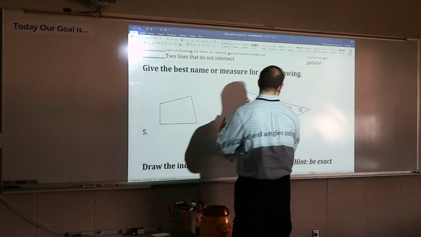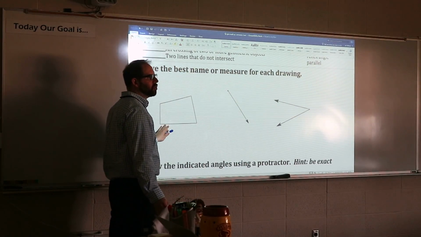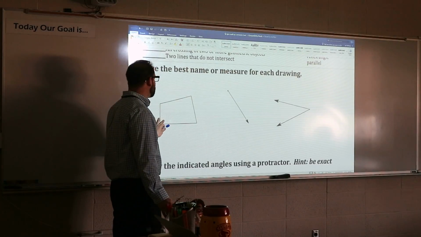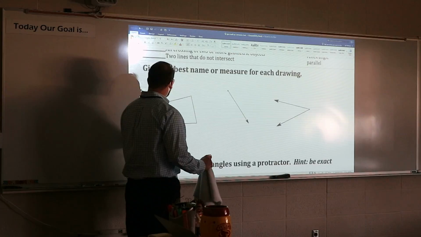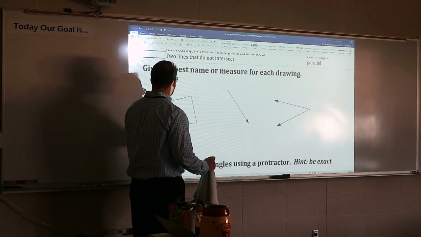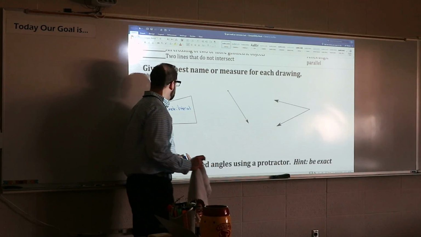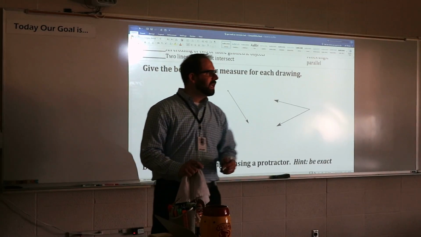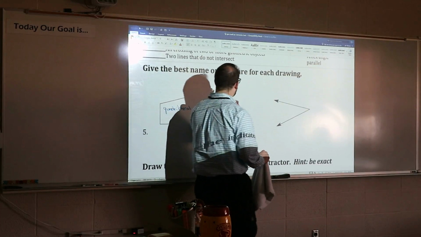If it's an angle, you measure it. If it's not an angle, like this one, you have to tell me the name of the shape. So what's the name of this shape? Trapezoid of some sort. Could be a quad of some sort. I'd probably agree with quad. Quadrilateral. Name of the shape. Okay, what's the next one? It's a type of line. It is a ray.